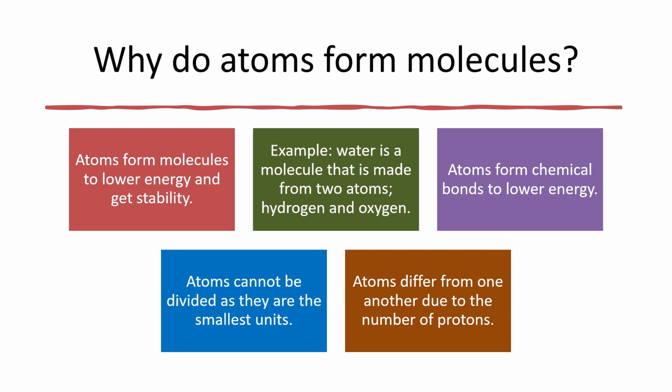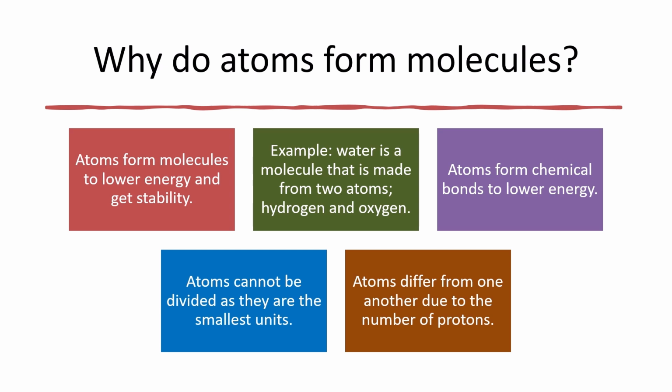Why do atoms form molecules? Atoms form molecules to lower energy and get stability. For example, water is a molecule that is made from 2 atoms, hydrogen and oxygen. Atoms form chemical bonds to lower energy. Atoms cannot be divided as they are the smallest units. Atoms differ from one another due to the number of protons.